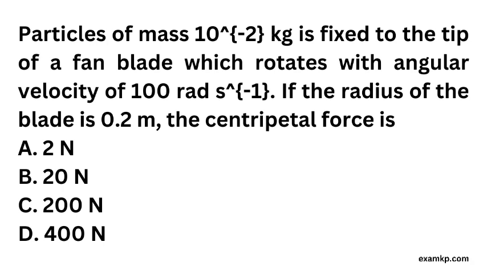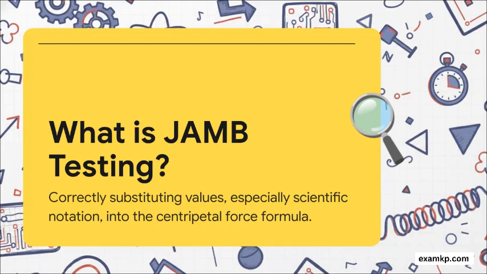This is a circular motion problem, and you know JAMB loves circular motion. A particle of mass 10 to the power of -2 kilograms is fixed to the tip of a fan blade. Read the whole thing carefully. All right, you know what to do. Pause now and give it a shot. So, what's the game here? What's the trap JAMB is setting? It's not just about knowing the centripetal force formula. It's about paying attention to detail. They want to see if you can handle that little bit of scientific notation for the mass without messing up. It's an attention test.